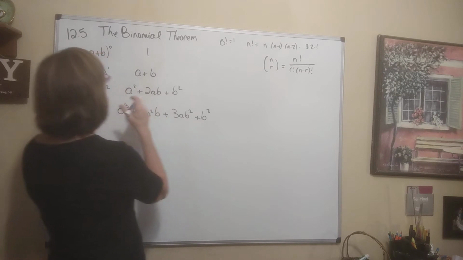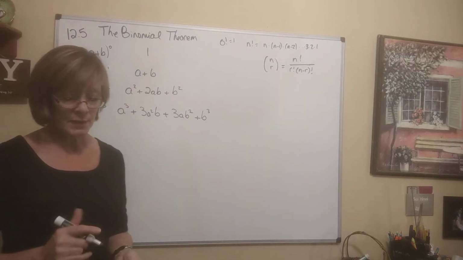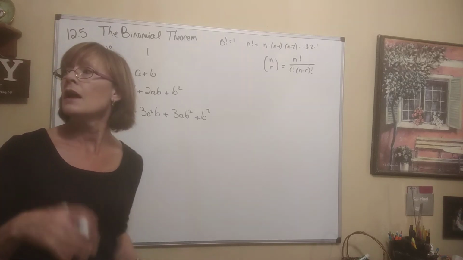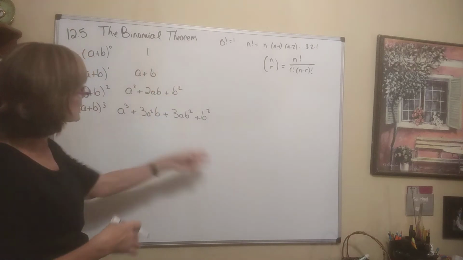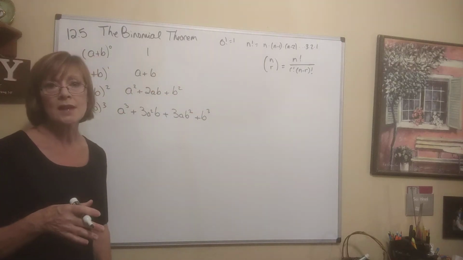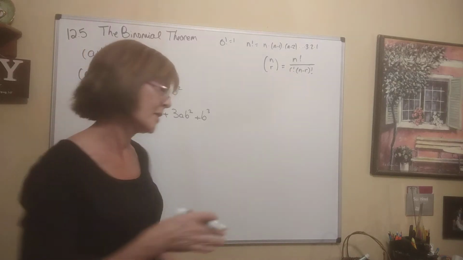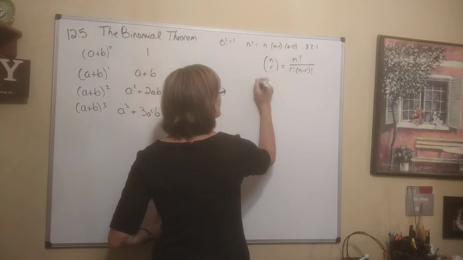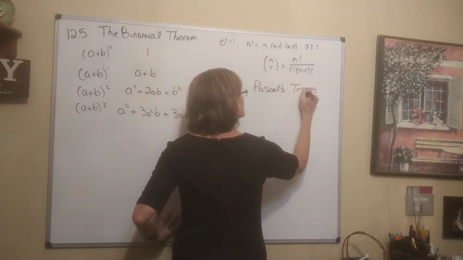So if I were to expand these binomials raised to a power, and what I mean by expand is multiply them together, (a + b) times (a + b), or (a + b) times (a + b) times (a + b), this is what I get. So this is something really cool that you come across in math, and it's called Pascal's triangle. So Pascal's triangle looks like this.